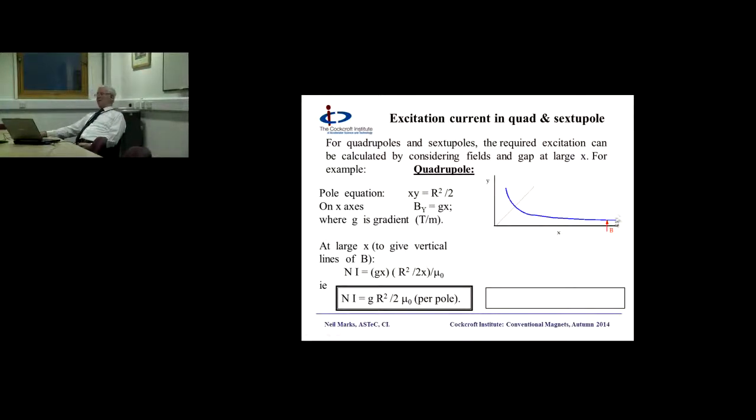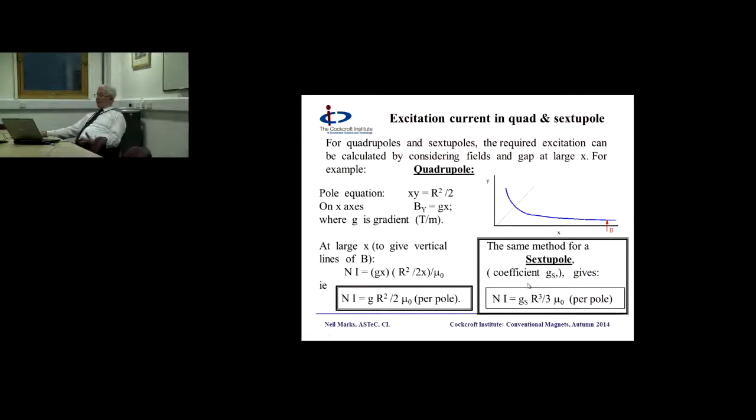So the fact that we've had to go to very large values of x to establish this has disappeared, as our x's cancel, and it applies to any quadrupole shape and any quadrupole magnitude. And for the sextupole, the same method with a coefficient gs gives Ni equals gs r cubed over 3 mu naught per pole.